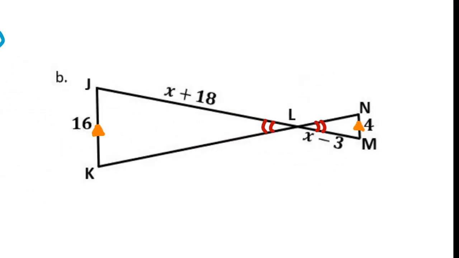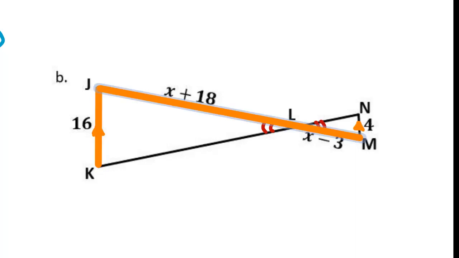When I see two triangles and I got these parallel lines like this, what shape should I draw? A Z. So let's draw our Z shape. What does the Z shape help us find? Not corresponding angles. They're going to be congruent. They're alternate interior angles. Alternate interior angles. So angle J is congruent to what? M.